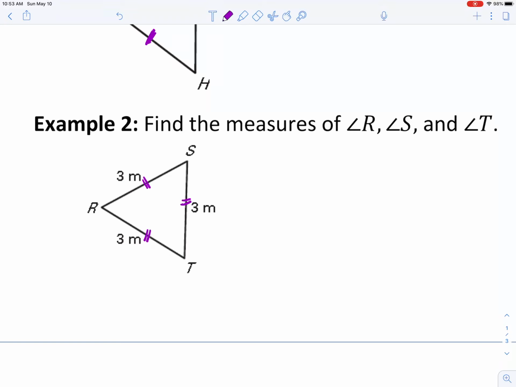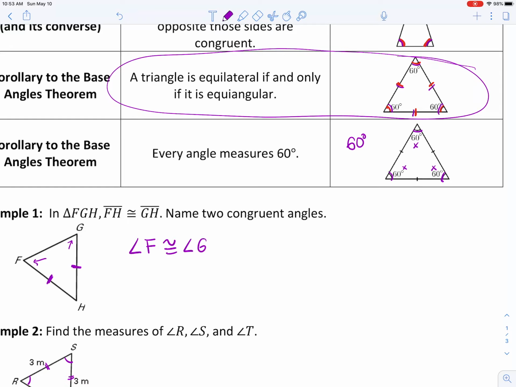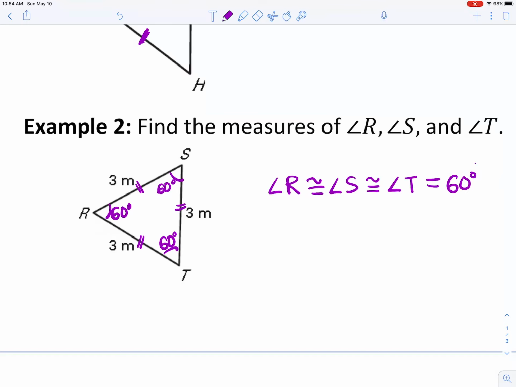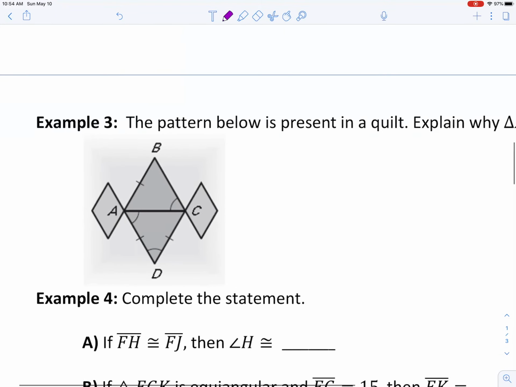Okay, example 2. Find the measure of RST. I'm going to look at this triangle. I'm noticing that all three of these sides are all 3 meters. That means the triangle is equilateral. If it is equilateral, I know that all three of these angles are the same. And the reason I know this is because of this corollary right here. Okay, so if all three angles are the same, that means that each angle is 60 degrees. So I know that angle R is congruent to angle S, and that's congruent to angle T, and all of those equal 60 degrees.